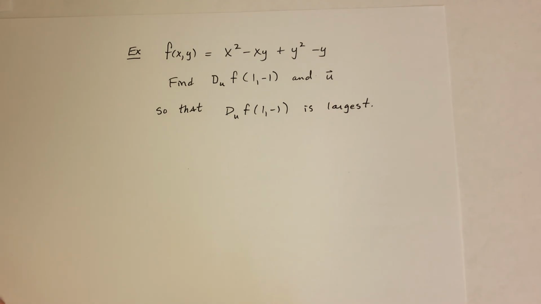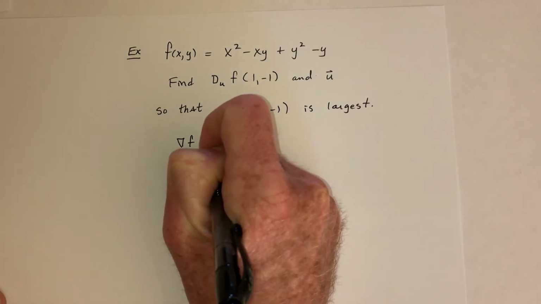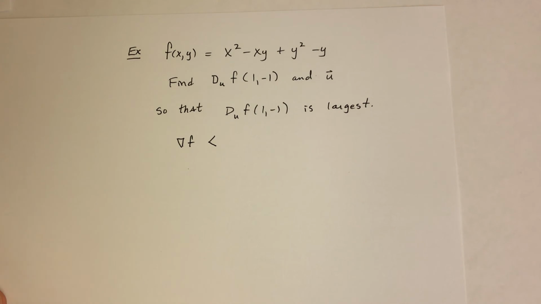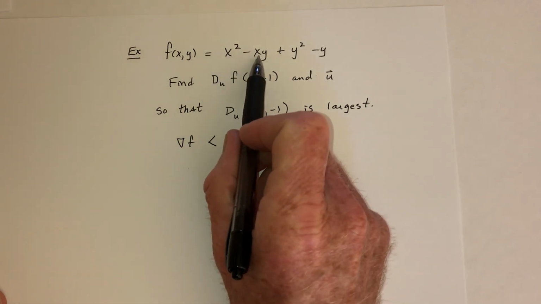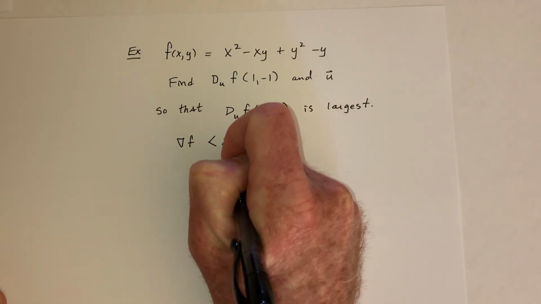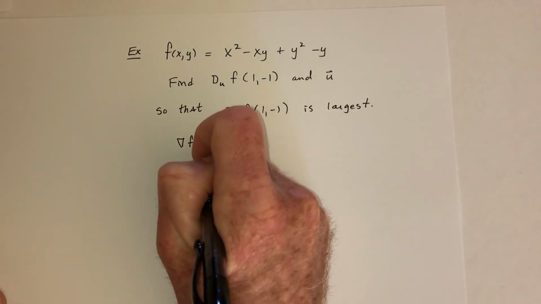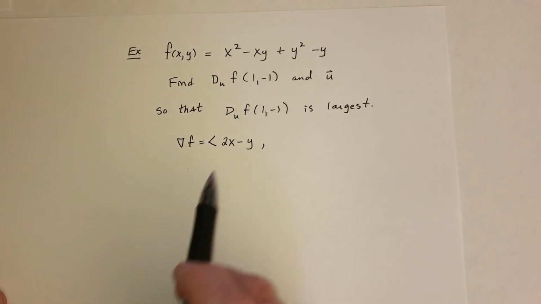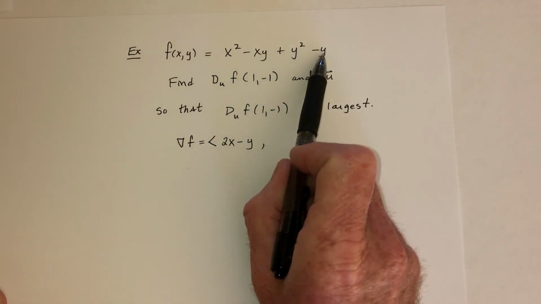Well, that's what the gradient theorem was all about. So first of all, what's the gradient? So take the derivative with respect to x. This would be 2x. This would be negative 1 times y. Now, take the derivative with respect to y. So this would be negative x, that would be 2y, and that would be negative 1.